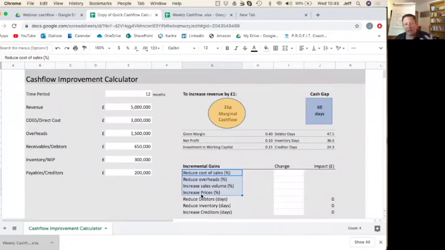And this is why the relationship between cash and profit is different. So reducing debtor days, that won't show up on your P&L, but it'll definitely show on your cash flow, is people paying you sooner.